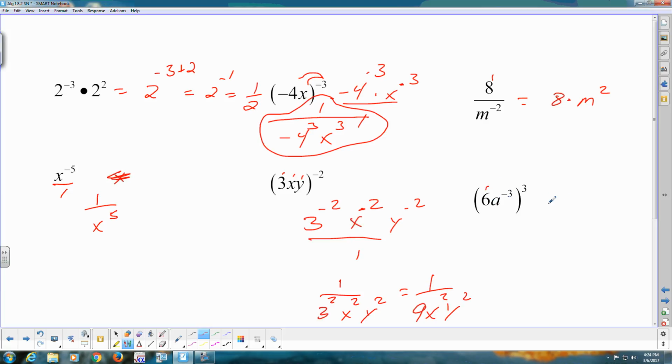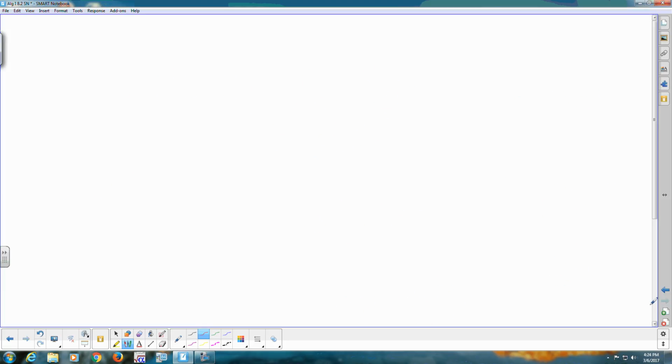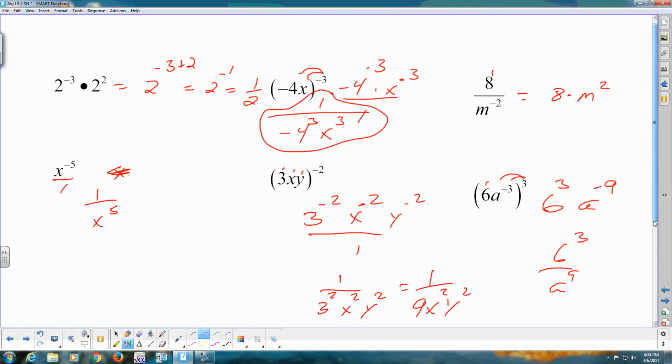Exponent is 1 on the 6th. Distribute the exponents in. 6 to the 3rd, a to the negative 9th. This has a negative exponent, so move it. And it looks like that's it, unless there was something further down.